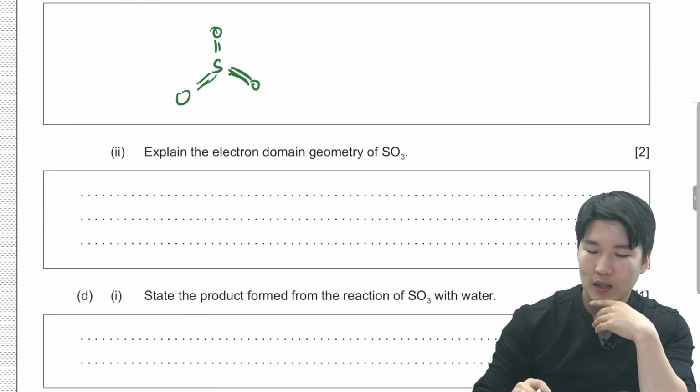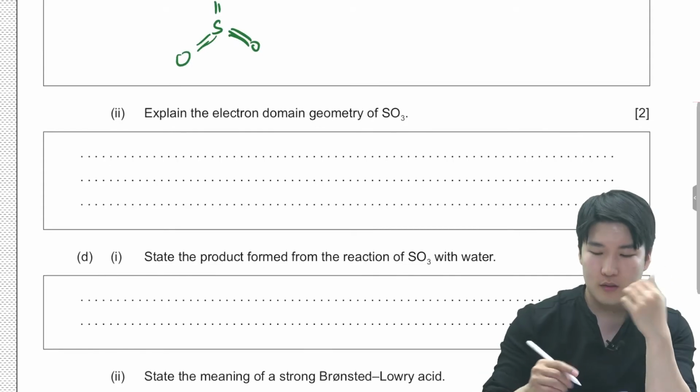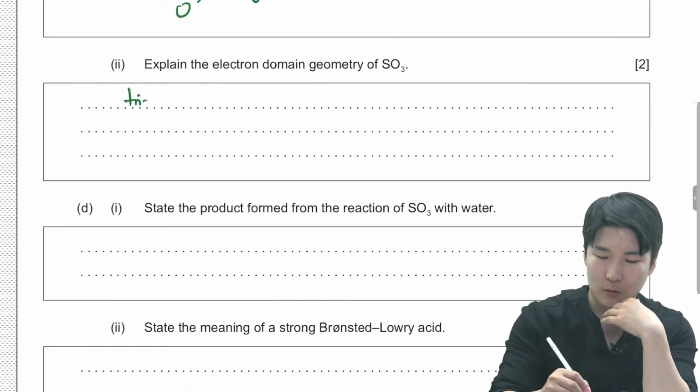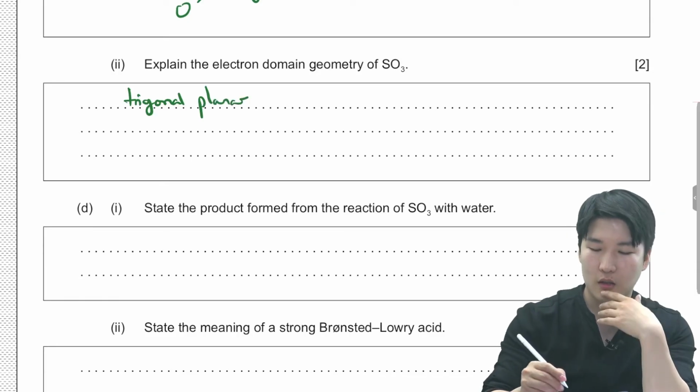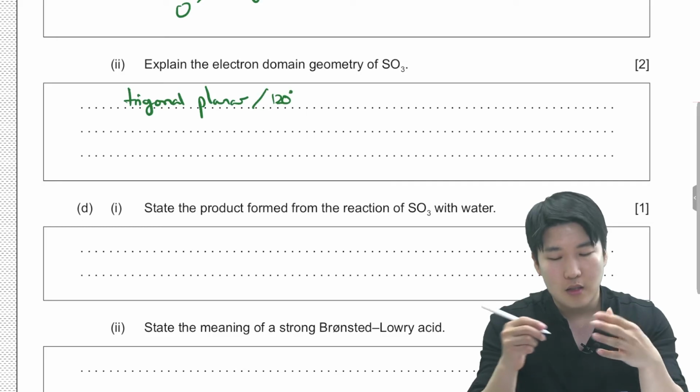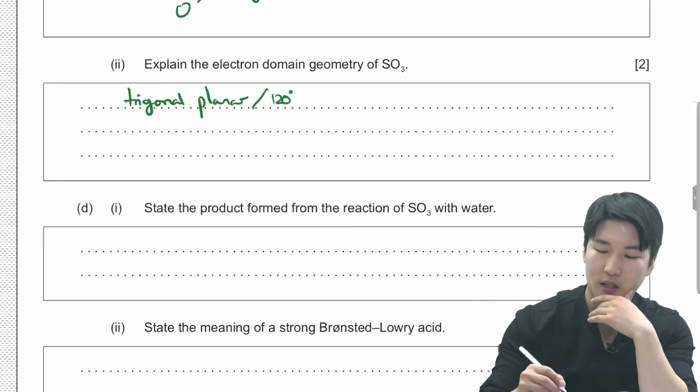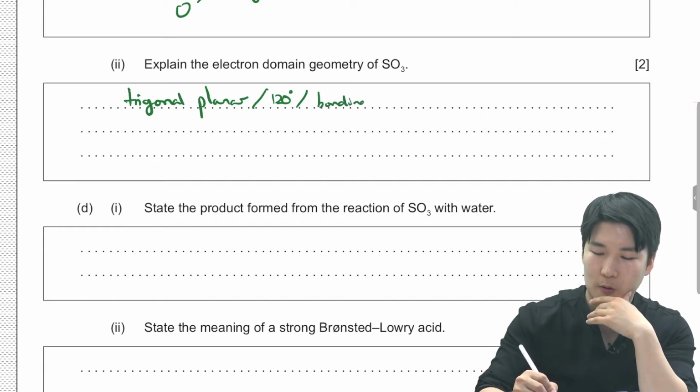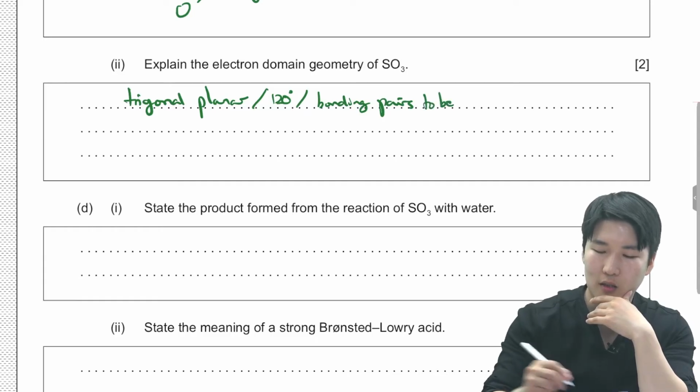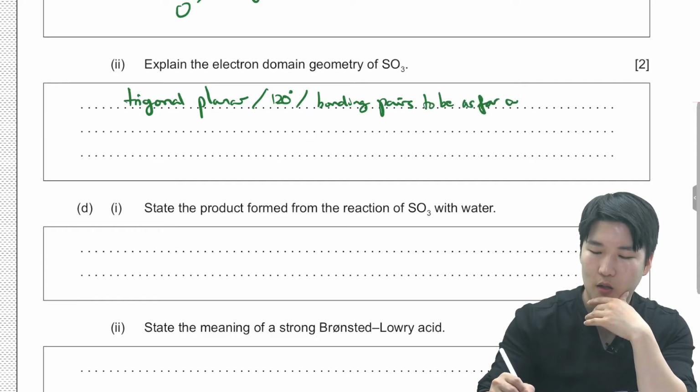The electron domain geometry of SO3 is trigonal planar, with 120 degrees between the electron domains, and that's the bond angle, to allow bonding pairs to be located as far apart from each other as possible.